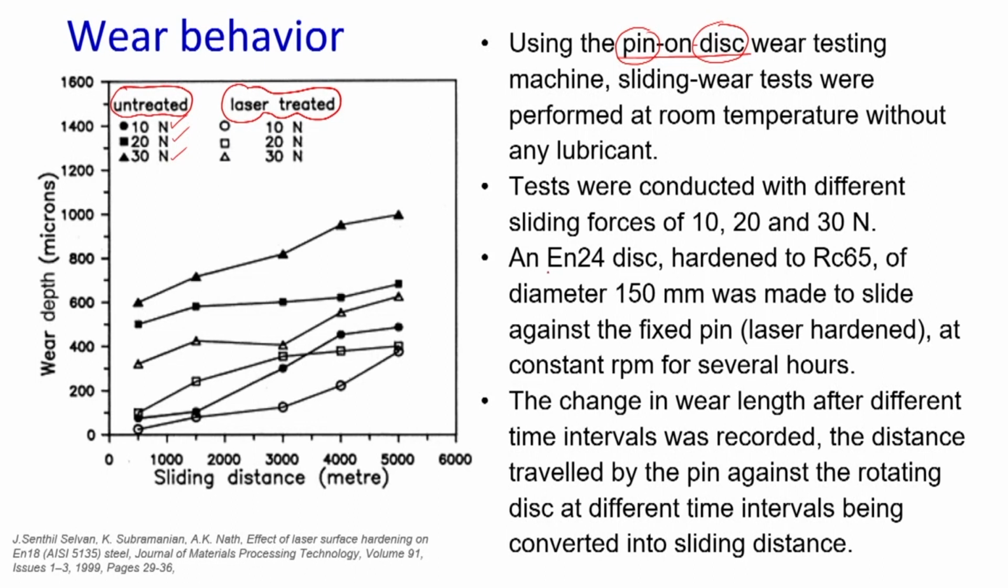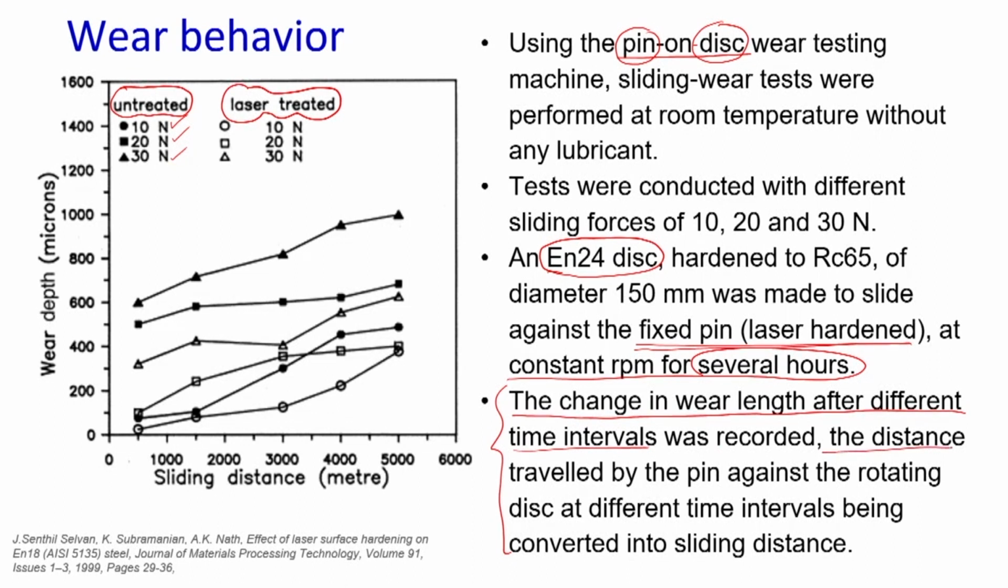Fine. As we have already seen, we are taking the same disc, that is EN24, and we are carrying out this for our application. The fixed pin is the laser hardened, laser processed one, and then we are rotating the disc for several hours, for a distance in hundreds of kilometers. For several hours we are rotating the disc, and then we will see whether the part is getting worn out or not. During this operation, we are noting down the change in the wear length after different time intervals.